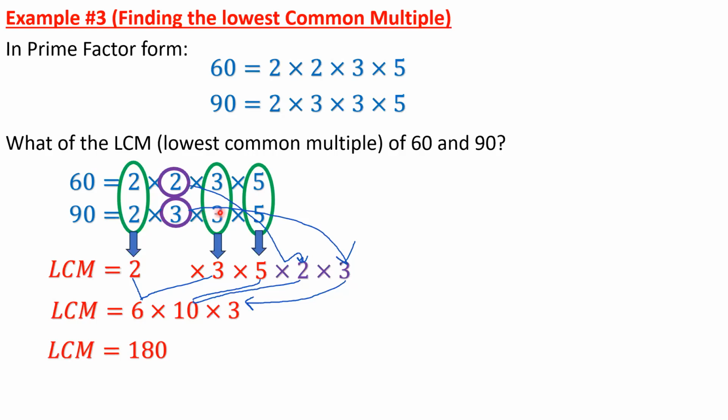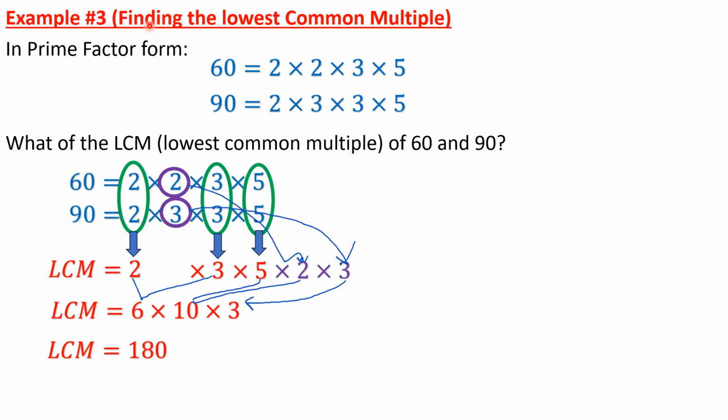So we circle 2 for 60 and 2 for 90 because they both have the same thing. And then we circle 3 for 60 and 3 for 90 because they're the same. And the same with the 5s. We circle the 2 and the 3 separately because they're the same numbers.